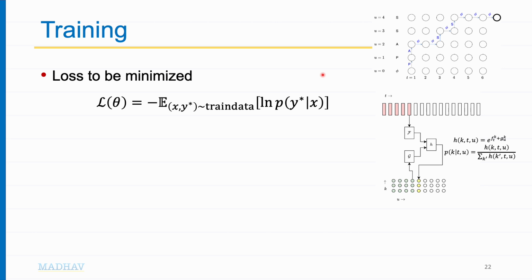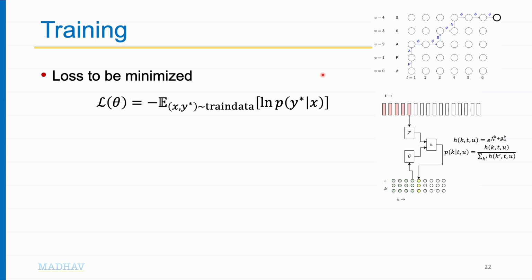So the log likelihood is P(y star given x). Y star is the ground truth, right? And x comma y star is coming from your training data, right? Is this clear so far? Nothing new? You understand all the terms, right?